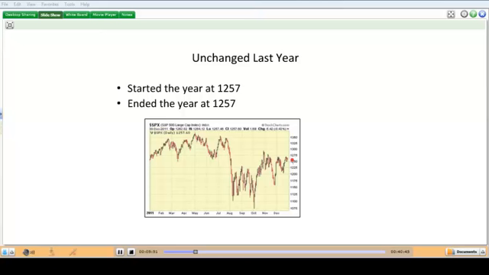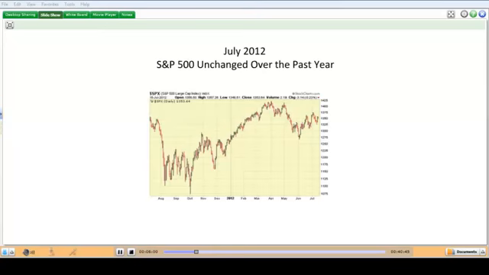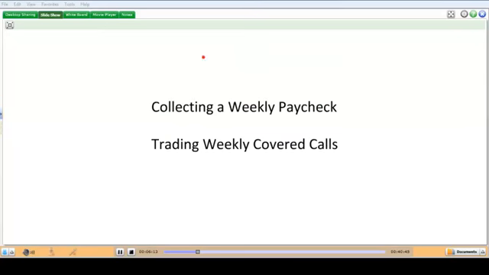So very challenging for directional traders, whether you take long or short positions, to make money in these kind of markets. So here's another snapshot. I took this in July of 2012, and over the previous 12 months, you see a lot of price volatility, no change in the index. So what we're going to look at today is one of the strategies that I use that's been performing well in this kind of market environment, and that's trading weekly covered calls.